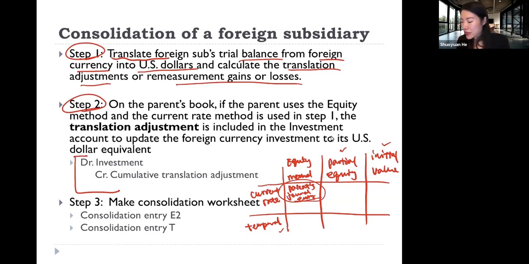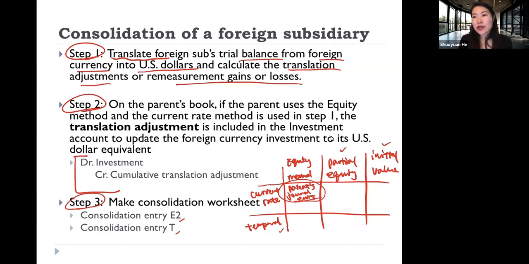So, and then for step 3, step 3 is to make a consolidation worksheet. And on the consolidation worksheet, we're going to introduce 2 new consolidation entries, consolidation entry E2 and consolidation entry T.